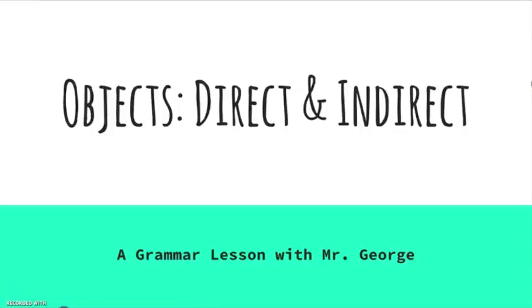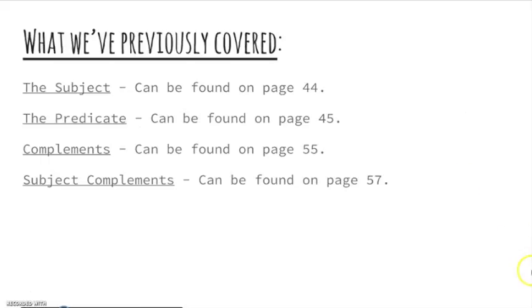Tonight we're looking at objects, both direct and indirect. I'm going to go over a couple rules and guidelines here, some things that could help you out, and then we'll get into the lesson. So, what we've previously covered, if you're looking at your Holt handbook, we had subjects on page 44, the predicate on 45, complements on 55, and subject complements on 57. Currently with objects, we are starting on page 59.